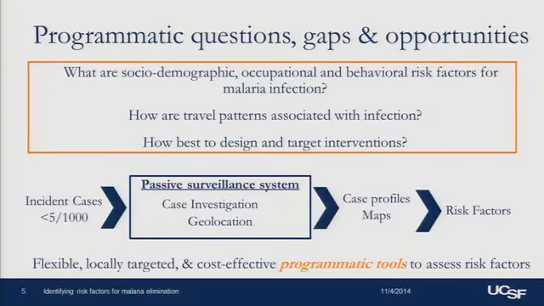Now, some good clinicians may be aware of the underlying distribution of these characteristics in the general population, and they may have a pretty good idea of what some key risk factors are. However, in other settings, this isn't known. And even if this is known, maybe we want to drill down deeper and be looking at specific behavioral exposures or occupations. So in that case, we need to be looking at flexible, locally targeted, and cost-effective programmatic tools to assess risk factors in these settings.